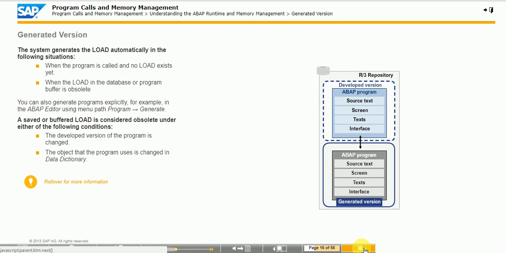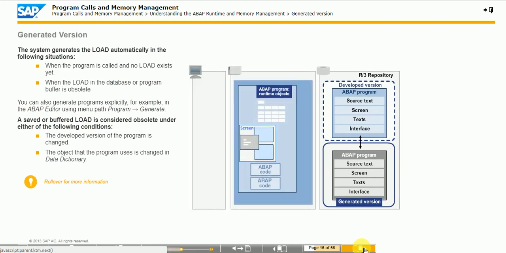The load consists largely of bytecode statements that are linked to C functions. To avoid generating programs every time they run, save program loads in the database and buffer them on the application server.